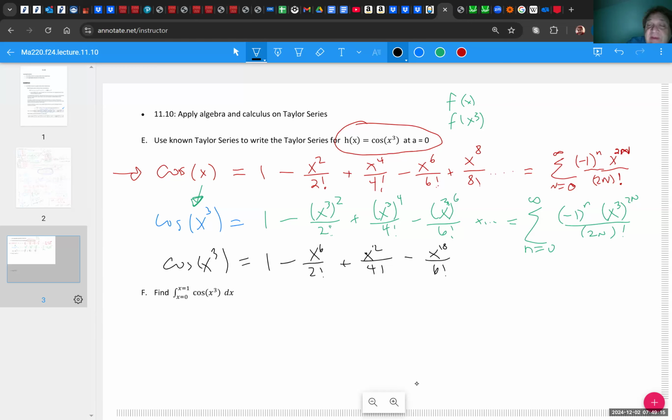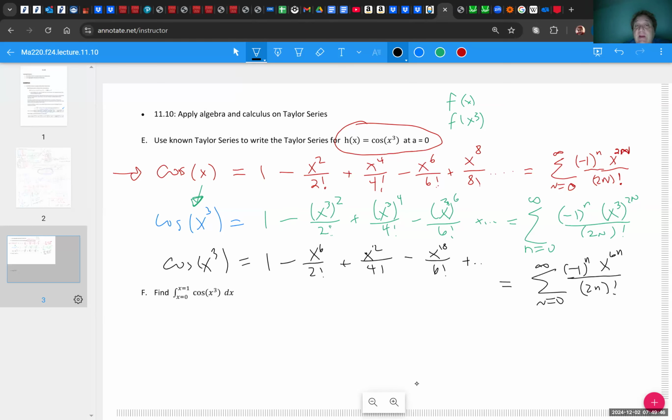And the closed form is equally easy to get because we already just substituted x cubed in there. So you have a -1 to the n, that didn't change. You have x cubed to the 2n. X cubed to the 2n, you multiply those exponents together, and you get x to the 6n. And this is over 2n factorial. And that's the closed form for cosine x cubed. You're literally just doing algebra on these Taylor polynomial equations.